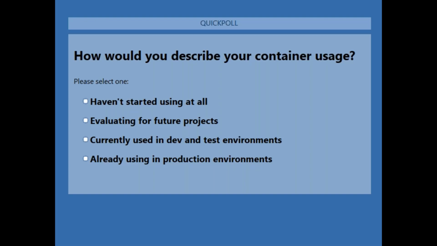Okay, so now you should have a poll in your window asking, how would you describe your current container usage? So I haven't started using it at all. I'm evaluating for future projects. We currently use it in dev and test. And then the last one, already using it in production environments.